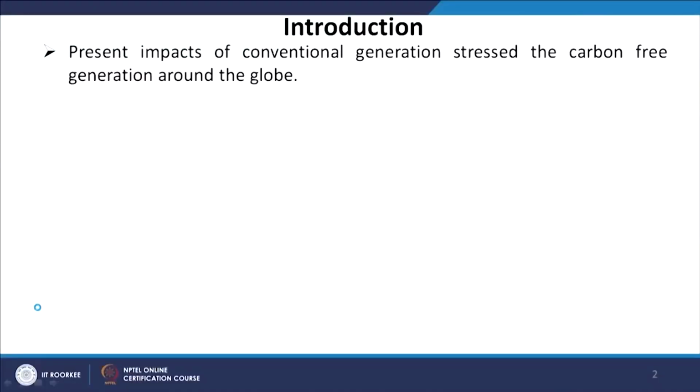Now, first of all, why is there a lot of challenge for demand response, demand management, energy management, why are we so conservative? The present impact of conventional generation stressed the carbon free energy scenario, or the generation around the globe. We are going for energy without making a lot of carbon. Renewable generation is at the top interest of most of the countries due to increase in per capita energy consumption and deficiency of fossil fuel.